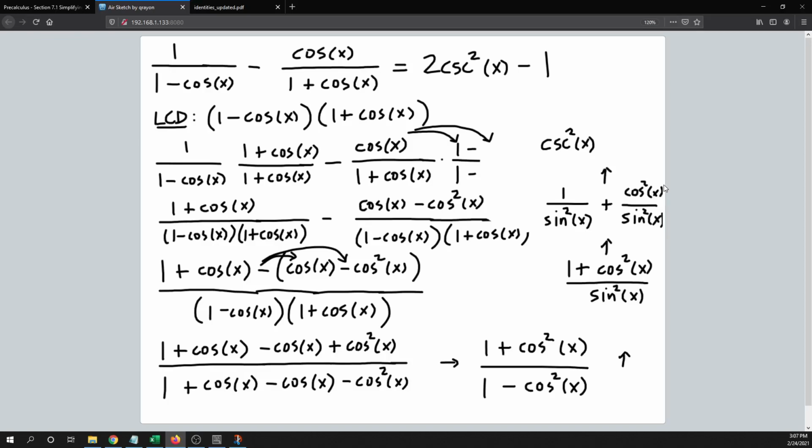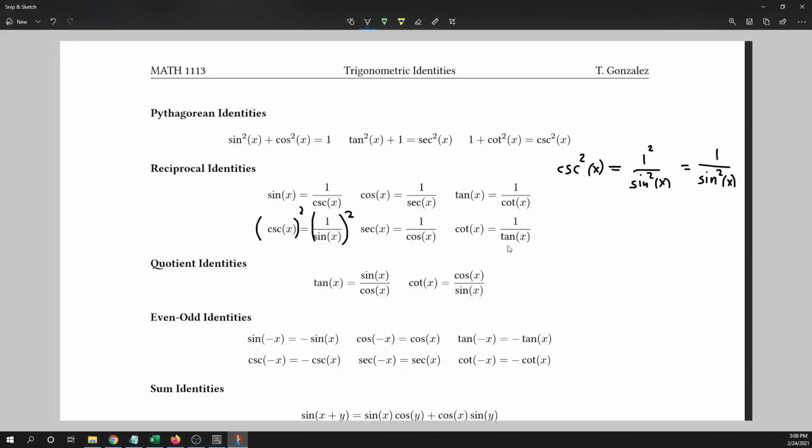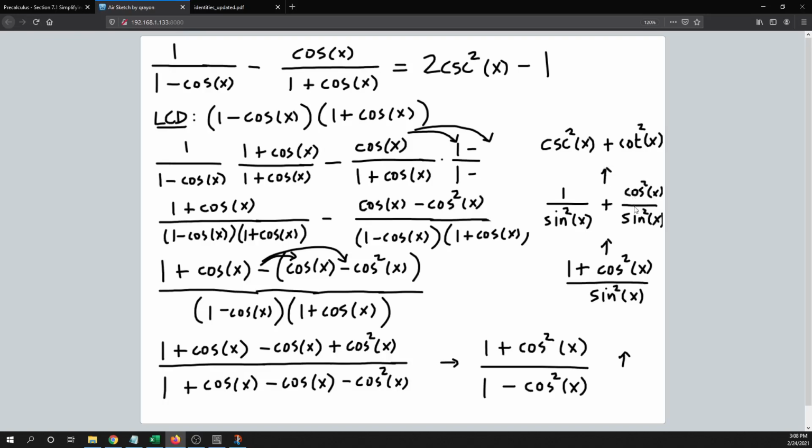And then we'd have this plus, and we could do the same thing that we just did for cosecant squared for cotangent squared. We know that cotangent is cosine over sine. So if we squared both sides like we did over here, we would get cotangent squared equals cosine squared over sine squared. So very similar to this over here. And so that means that we can replace cosine squared over sine squared with cotangent squared. Okay? So that is looking pretty good.